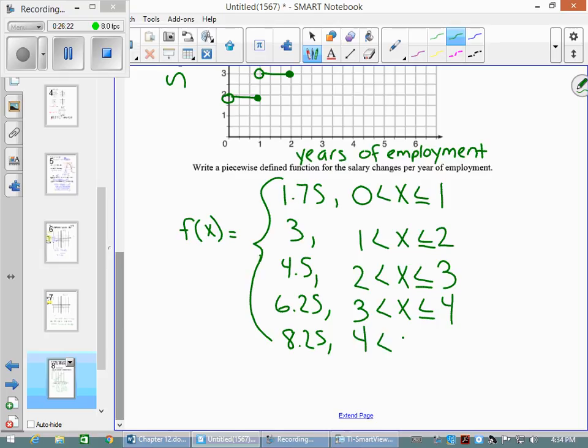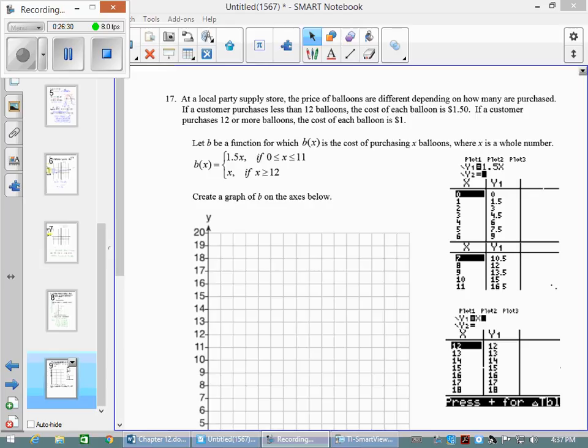Okay, and for the last question, you have some information about a local party supply store, and the price of balloons is different depending on how many are being purchased. So if a customer purchases less than 12 balloons, the cost of each balloon will be $1.50. If a customer purchases 12 or more balloons, the cost will be $1. So they give you the function.